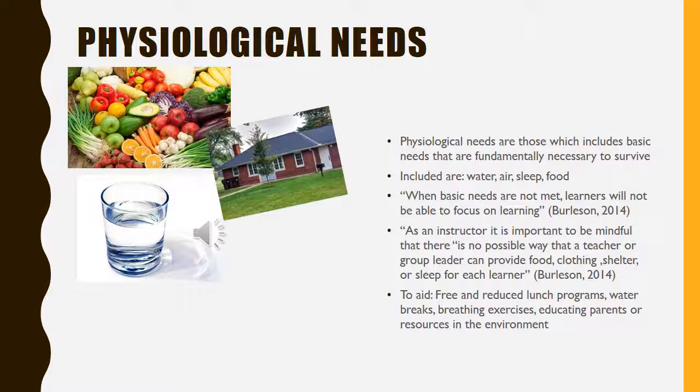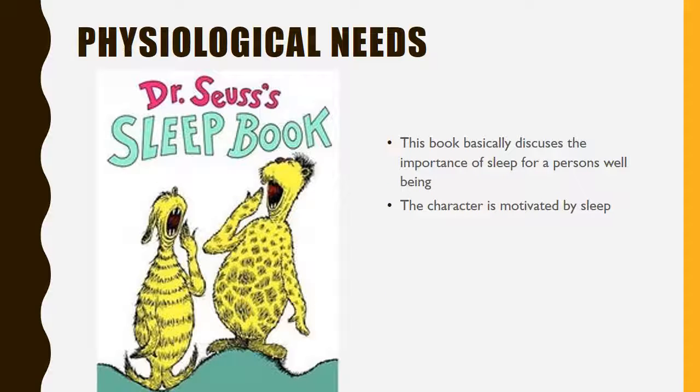At the bottom of the hierarchy are the physiological needs. These needs are fundamental and necessary for survival, and they include water, air, sleep, and food. These basic needs need to be met by the learners, or they will not be able to focus on learning. The physiological needs in Dr. Seuss's Sleep Book is when the character is motivated by sleep.